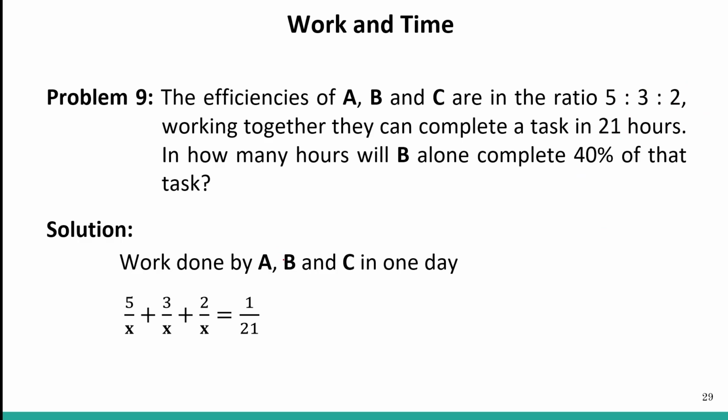So the work done by A, B and C in one day will be 5 by x, 3 by x, 2 by x, which is equal to 1 by 21. This is given. So this is what we have let here.